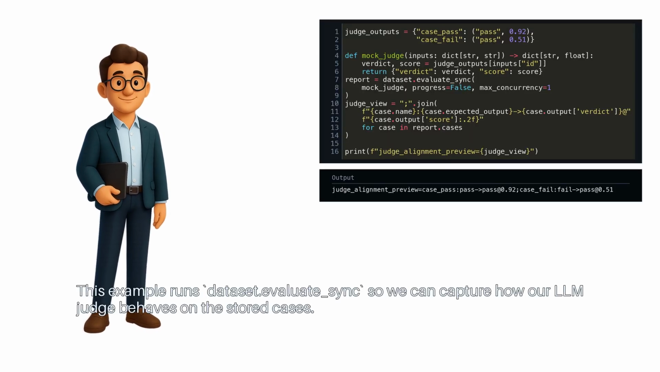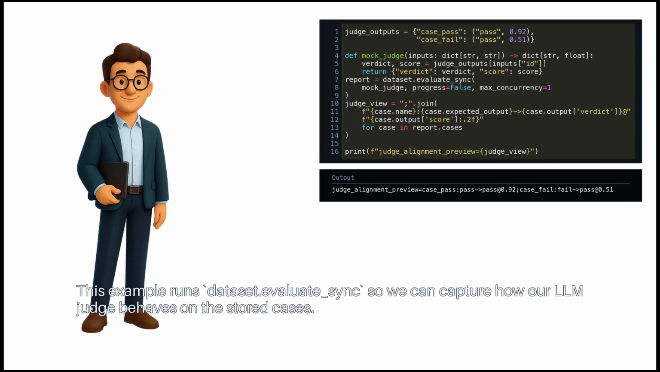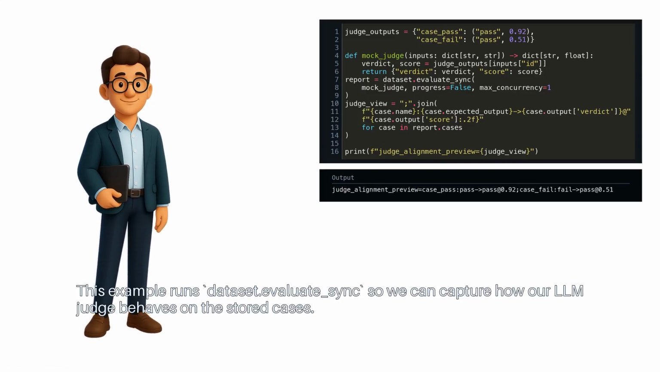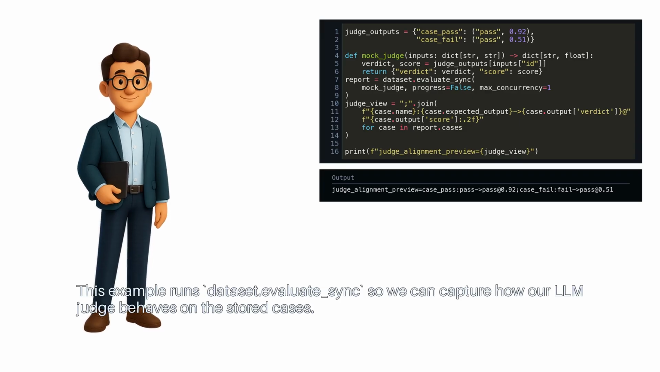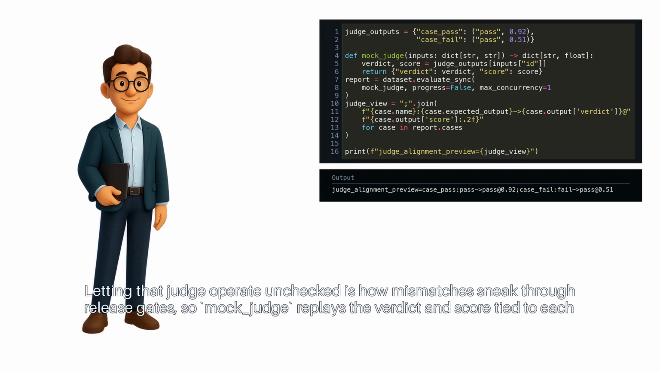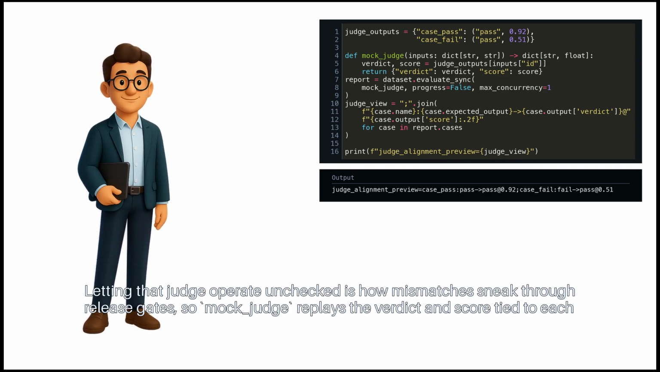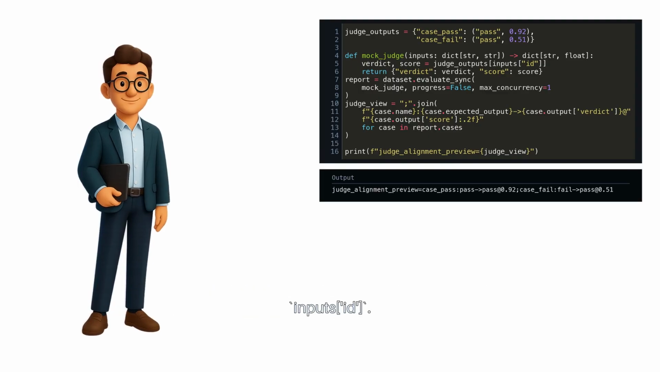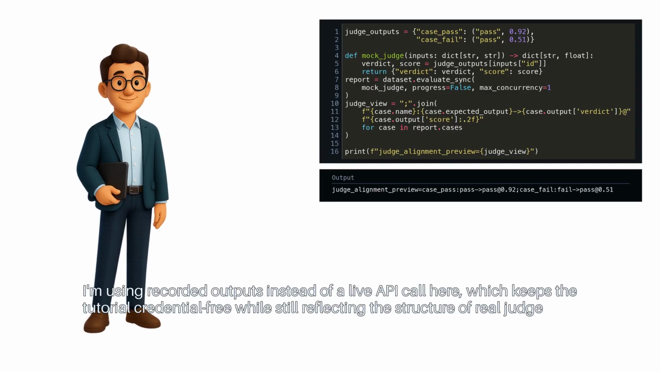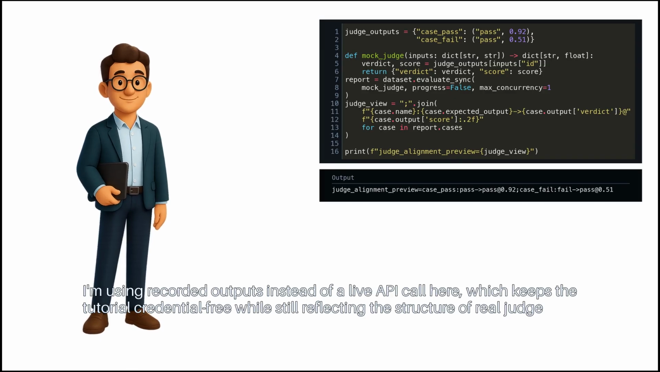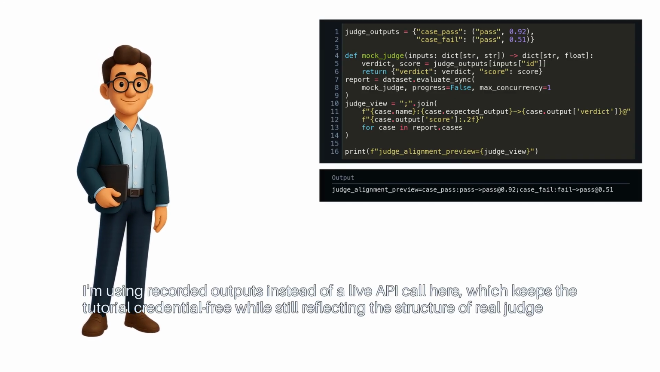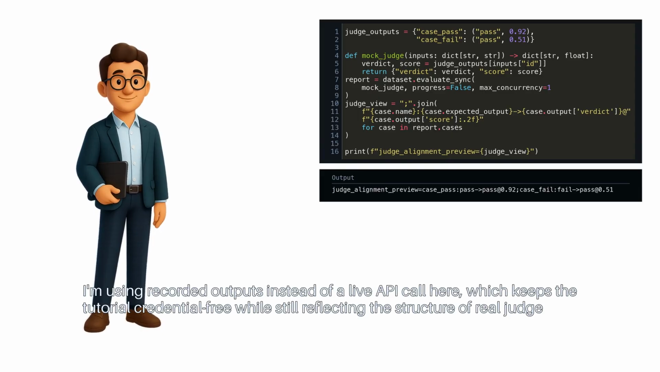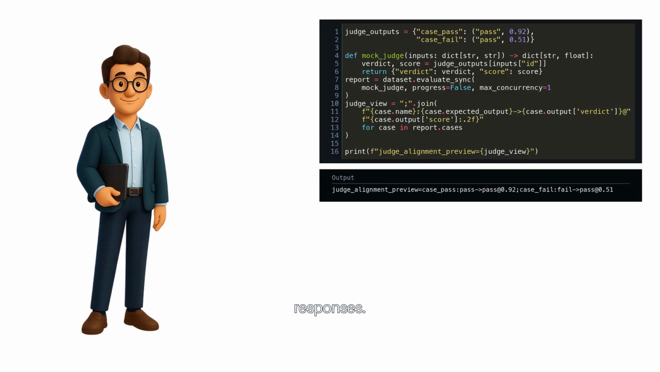This example runs dataset.evaluate_sync, so we can capture how our LLM judge behaves on the stored cases. Letting that judge operate unchecked is how mismatches sneak through release gates. So the mock judge replays the verdict and score tied to each input's ID. I'm using recorded outputs instead of a live API call here, which keeps the tutorial credential-free while still reflecting the structure of real judge responses.